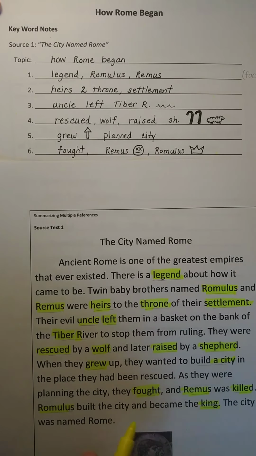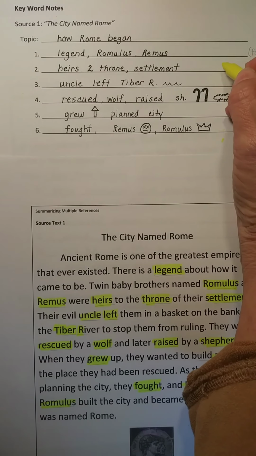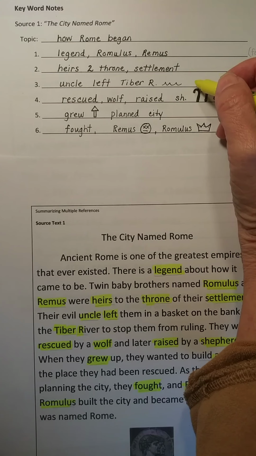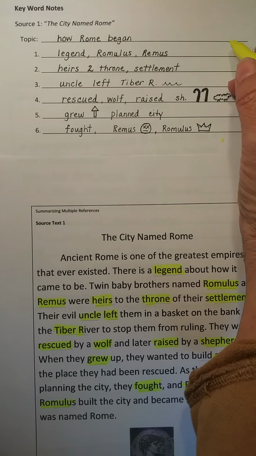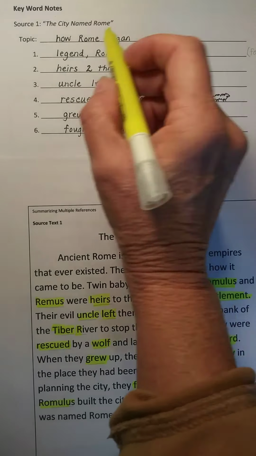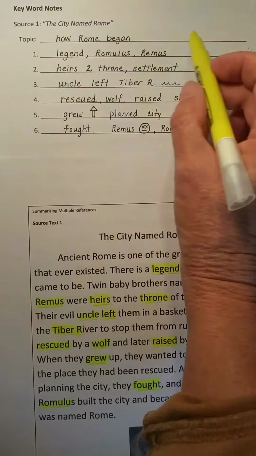Okay, so that is your first source text and the notes. Each line is a fact or a note. The legend of Romulus and Remus is a fact or a note. Each one of these indicates a point or a fact that you want to write about in your paper. Their uncle left them by the river. So if I say your notes or your facts, I'm referring to one line as a note or a fact.